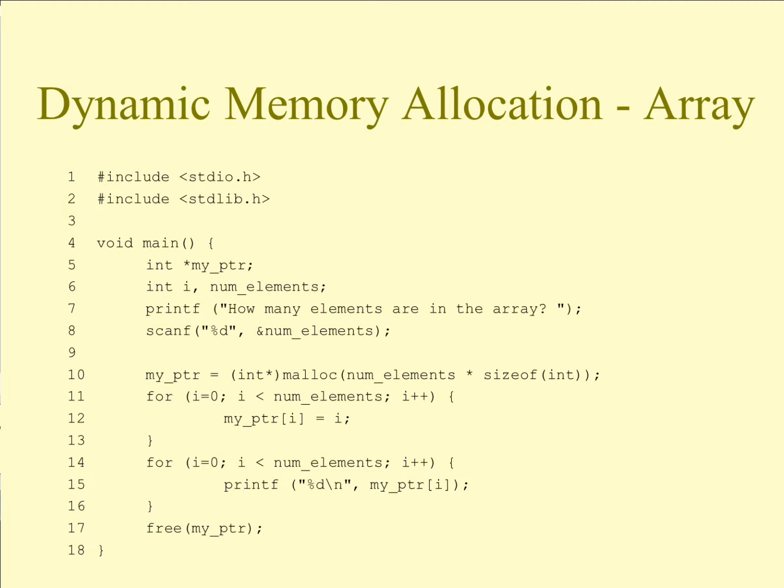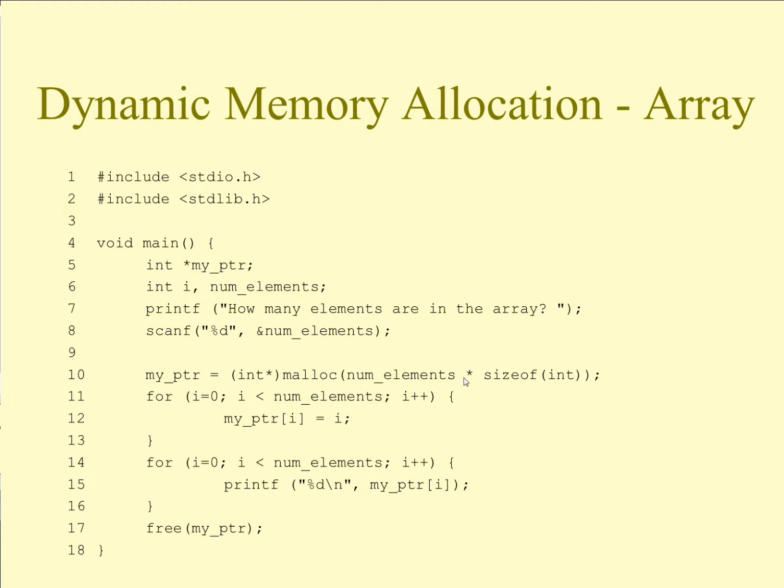Now, I haven't allocated my array yet. So now line 10 is where I'm using that malloc function. So I'm going to dynamically allocate my array. Malloc returns a void star, so I'm going to have to typecast it. You see I've typecast it to an int pointer here, an int star. So I allocate it as the number of elements that the user typed in times the size of an integer.